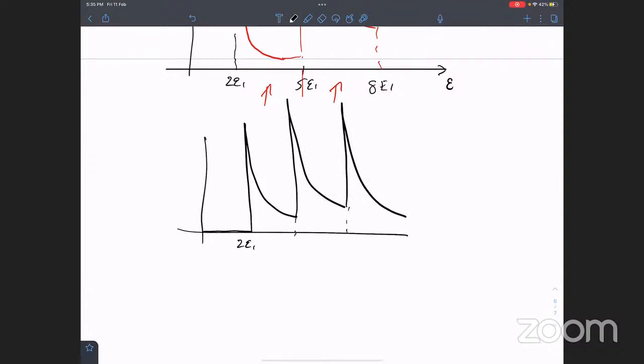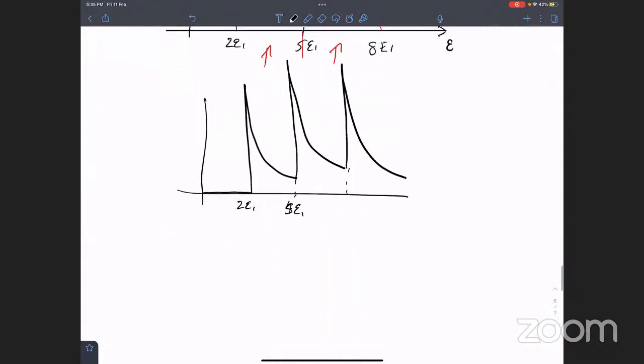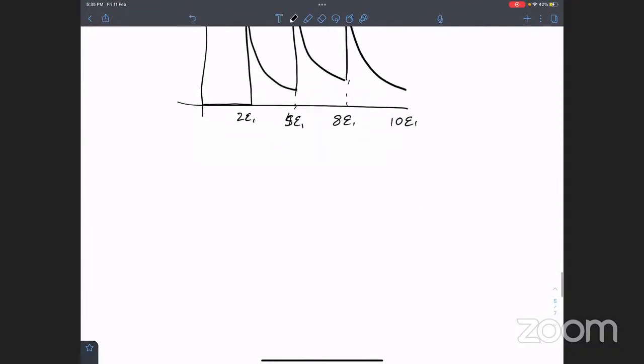Where do these discontinuities occur? They occur at 5E1, and the other one will occur at 8E1. There's something going to happen at 8E1, something's going to happen at 10E1, and so on. So how do you really work it out?